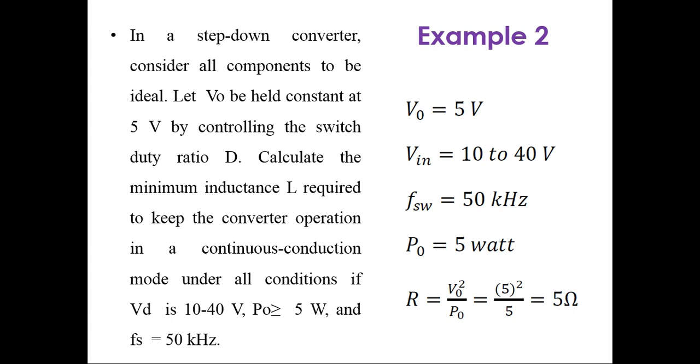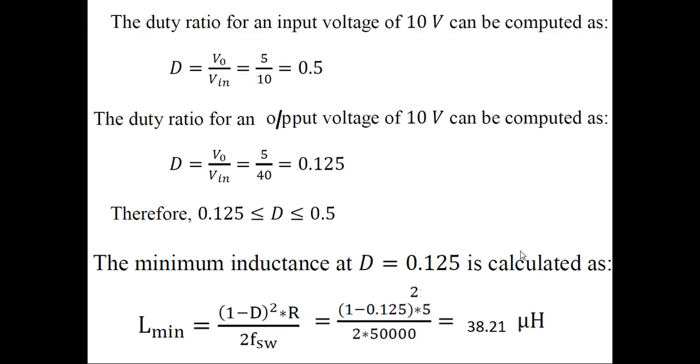Now, this is an example of a step-down converter. In the step-down converter, we can consider all components to be ideal. Our problem statement is: expected output voltage is 5 volt and the input range is now 10 to 40 volt. The switching frequency is now increased to 50 kilohertz. The expected output power is greater than or equal to 5 watt. So we have R over here, V0 square over P0, with expected output V0 of 5 volt.